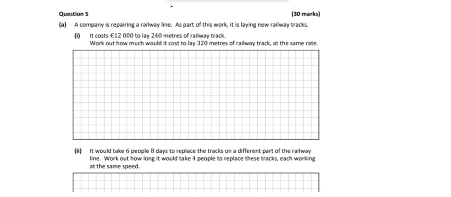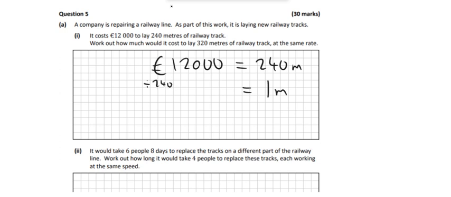So €1,200 is equal to 240 meters. I find the easiest way to do these is to find out what 1 meter would cost. To find out what 1 meter would cost, you always divide down. So you divide by 240. So you'll get 1,200 over 240, whatever that is, and then multiply by 100. Sorry, not 100.